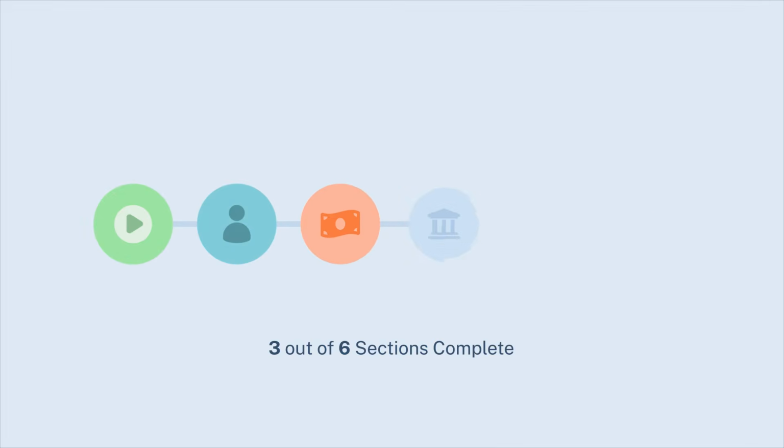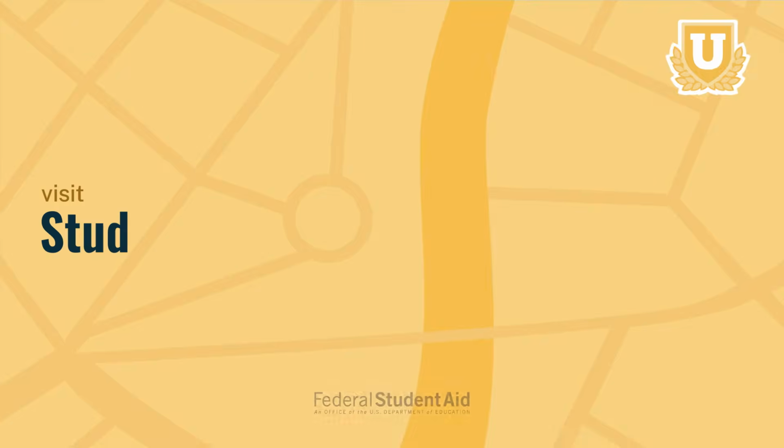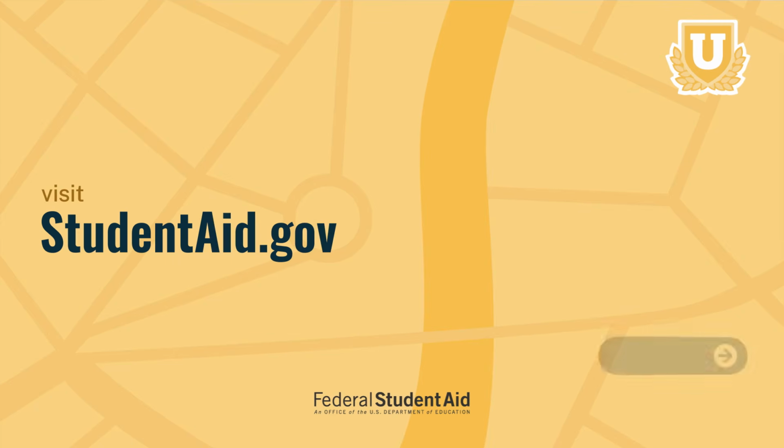Once you finish providing your financial information, you'll continue to the next section of the FAFSA form and select the schools you want to send your FAFSA information to. We'll cover what you can expect in our next video: Select schools to include on your FAFSA form.